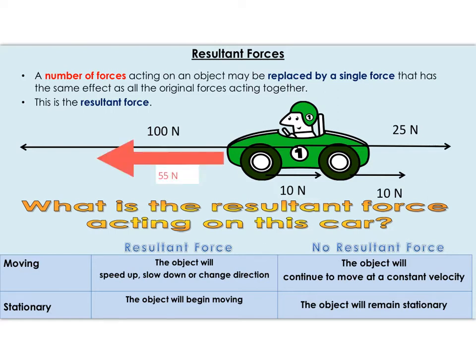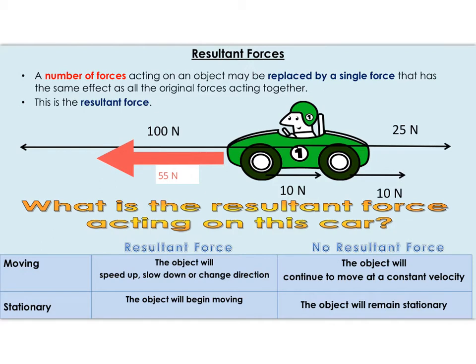So you can see now that we replace those forces with 55 newtons, and that's the force we need to consider about what's going to happen to that vehicle. Because we've got 55 newtons acting forwards, that car is going to accelerate in the forwards direction. The next thing that we need to think about is what happens to an object if it has a resultant force acting on it.